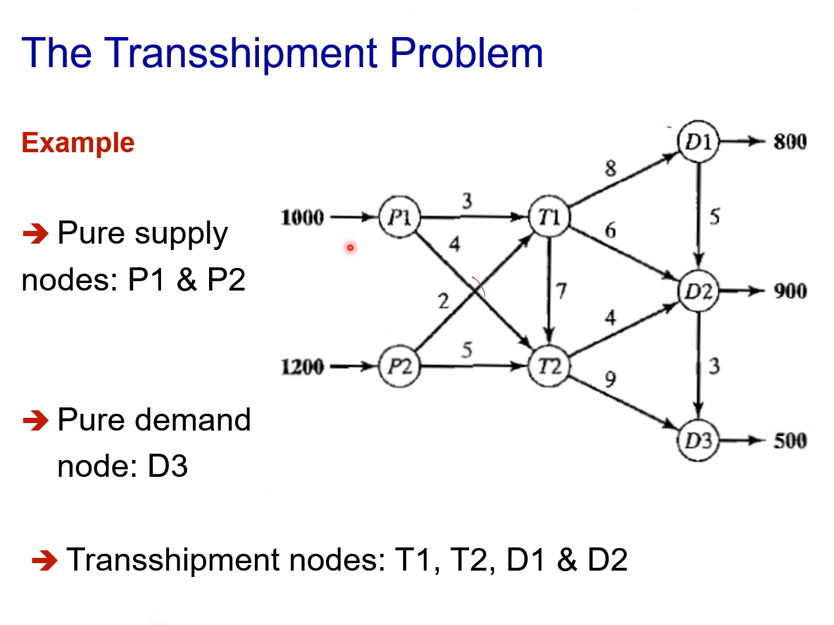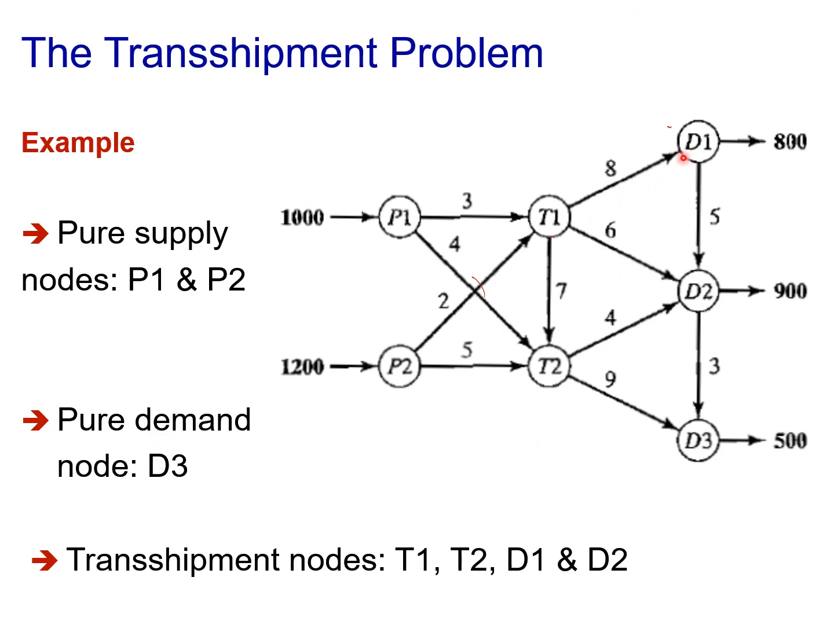First of all, we have P1 and P2, which are pure supply nodes: they only send, they only ship, they don't receive anything. These are called pure supply nodes. Look at D3. D3 only receives. It doesn't send anything outwards to another city, to another demand point. So it is called a pure demand node. We have pure supply nodes and pure demand nodes.